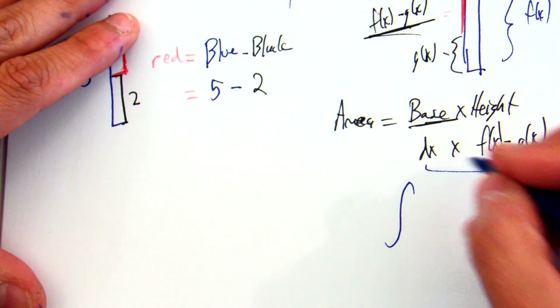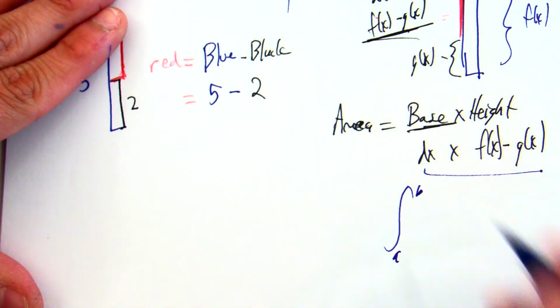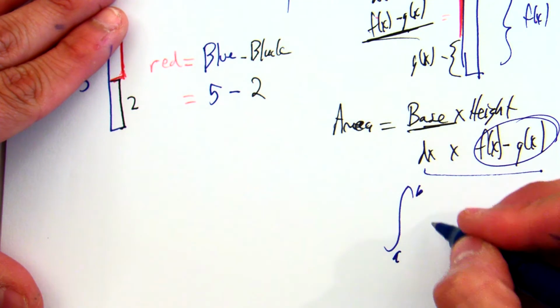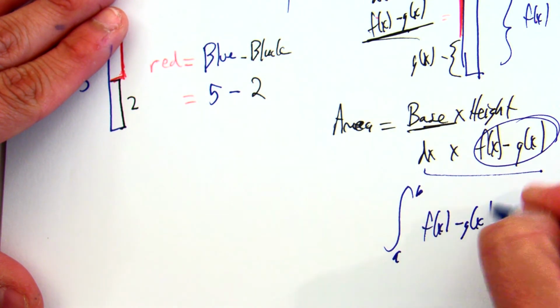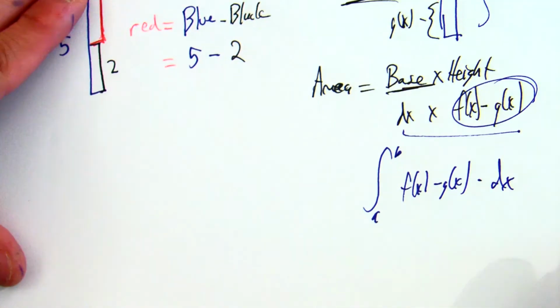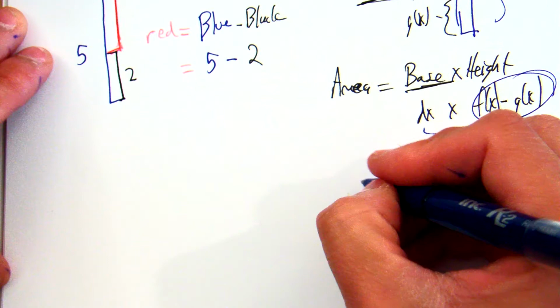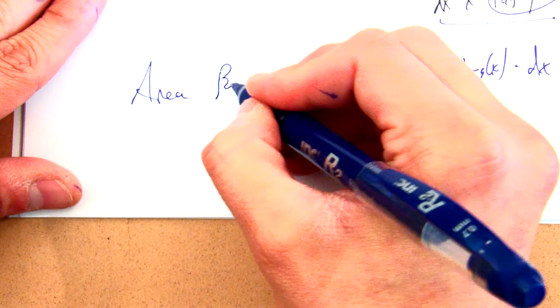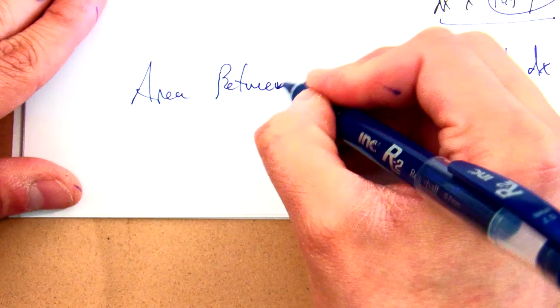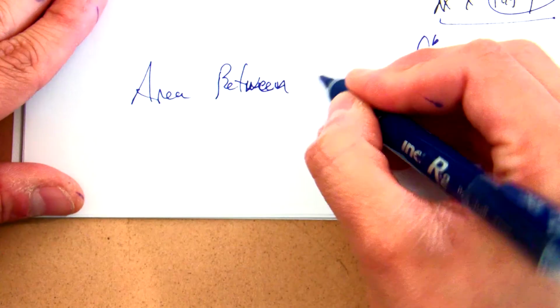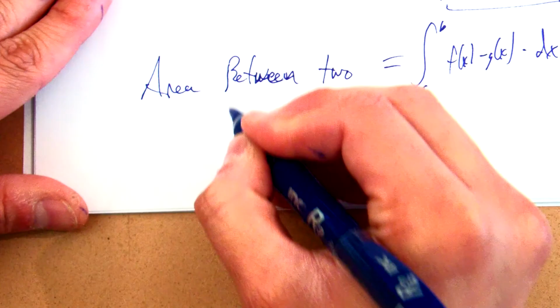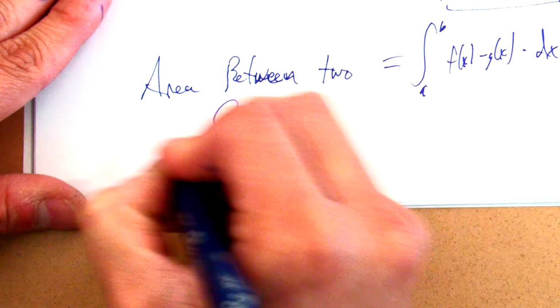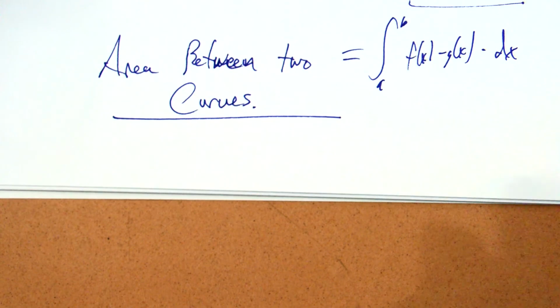So this is going to be the area from A to B of the height, which is f of x minus g of x, times the what? Base. Times the base, which is dx. And this is the area between two curves. And that's it. That's all you do. The area between two curves is this. That's all you do. Okay?